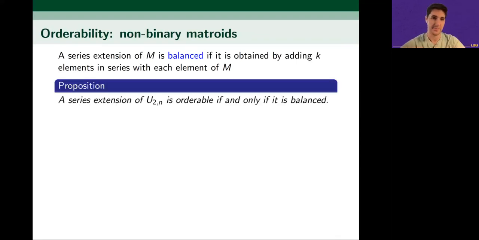In this world, that's important because a series extension of U2n is orderable if and only if it is balanced. And this should say, this is for n at least 4. If it's 3, you don't need to be balanced. But this is true for n at least 4. And we get a lot of mileage out of this little proposition right here.